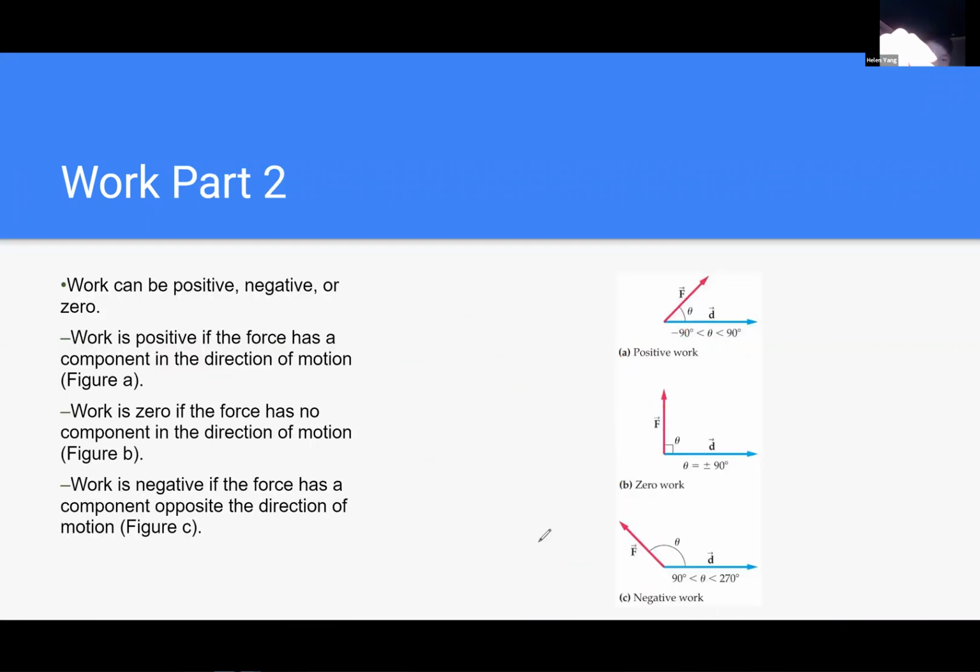And you can see that for positive work, which is when the force is giving the block more energy, the angle would have to be from 0 to 90 degrees, not negative 90 degrees. If the work is 0, then the angle is 90 degrees. And when the work is negative, the angle would be between 90 degrees and 270 degrees.